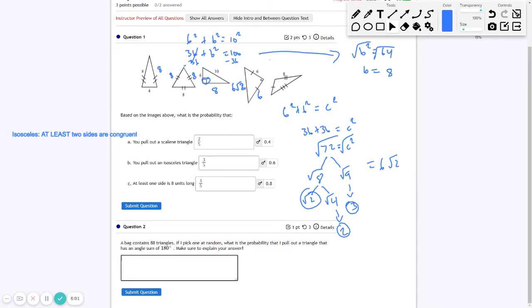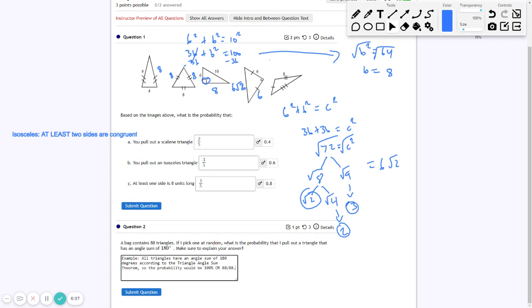So a way that I would say it, here's an example. All triangles have a sum of 180 degrees, because according to the triangle angle sum theorem, so the probability would be 100%, or 88 out of 88.